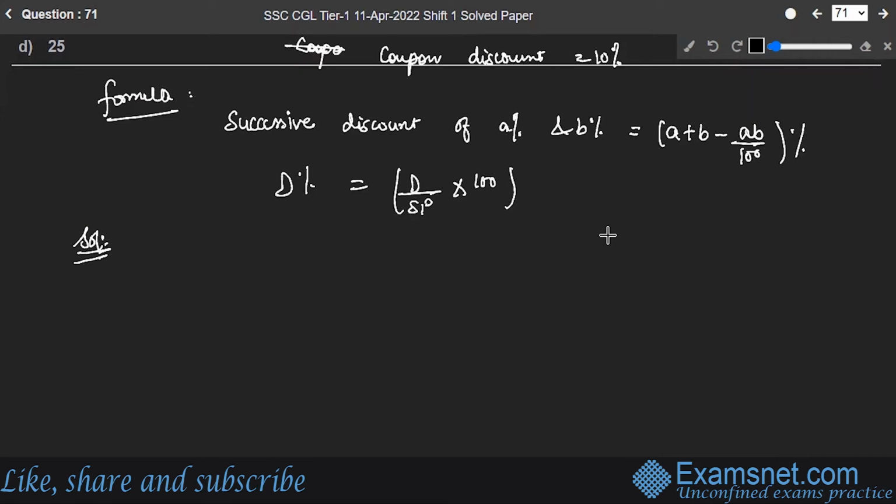Okay, so the solution to the problem here: this is the cost price and this is the selling price, so the discount was 184, right?